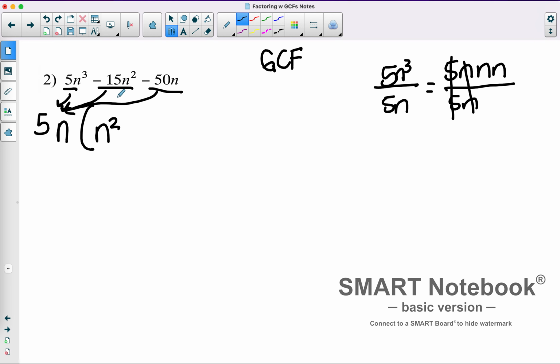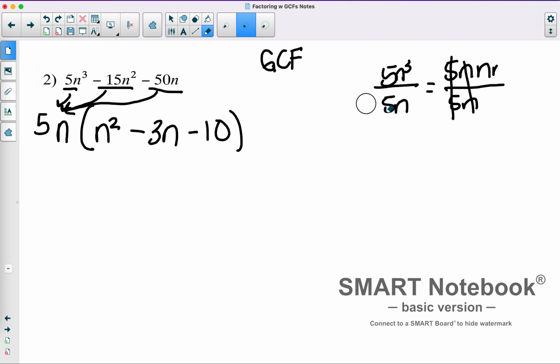Then we divide here again. Negative 15n squared divided by 5n would be a negative 3n. And negative 50n divided by 5n would be negative 10. Again, you could go back through and redistribute to check your answer to see that it does give you back what you started with. And it does, so we know we're good there.